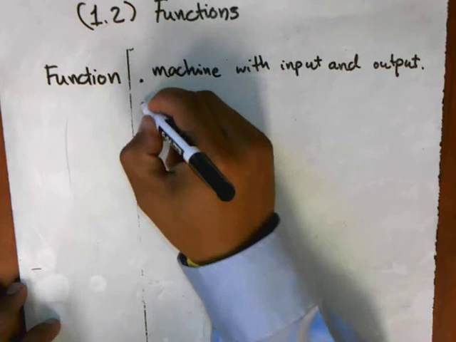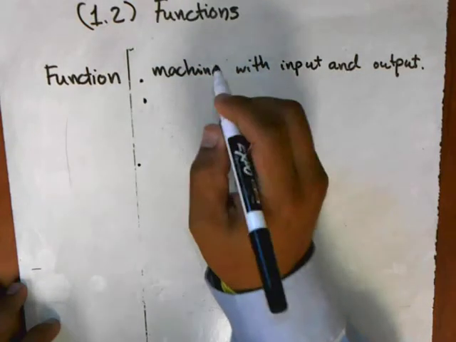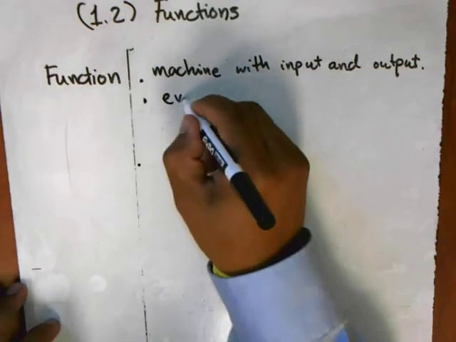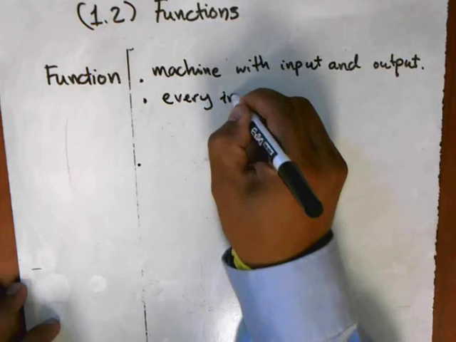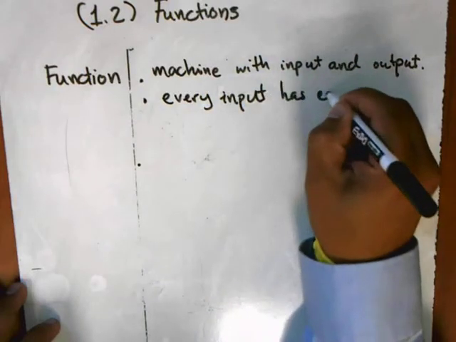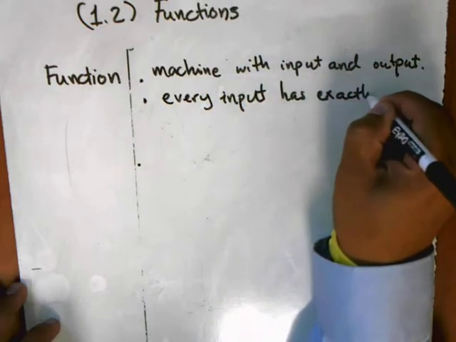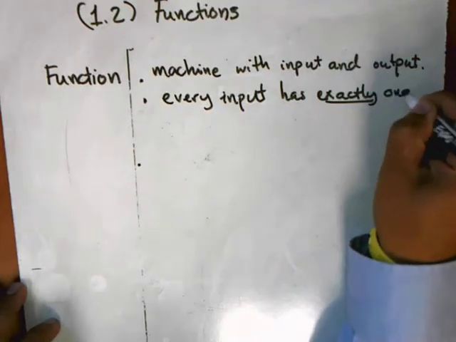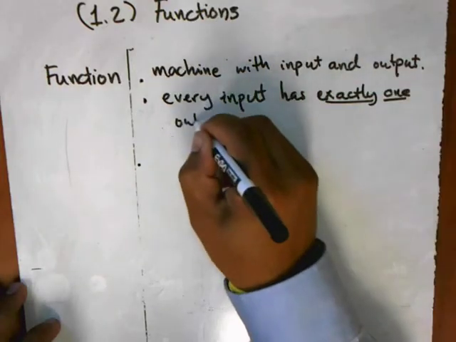And one of the rules of a function is that every input has exactly one output.